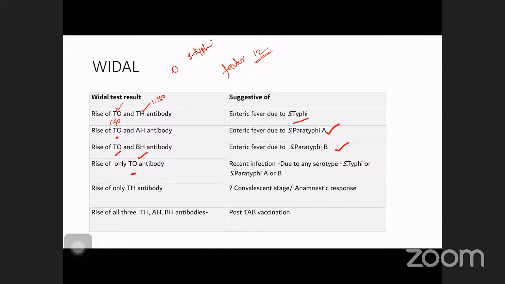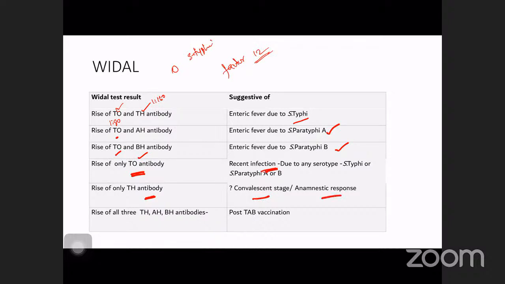If there is only a rise of TO antibody, only the O antibody is raised and the H is not raised, what could it be? Most commonly it could be a recent infection, because we have already learned the O antigen will appear early and disappear early, whereas the H antibody appears at a later stage only. Therefore, the presence of O antibody alone indicates a recent infection. If there is a rise of only H antibody, what will happen? It can be either a convalescent stage, where the patient is in a recovery stage, or it can also be an anamnestic response.